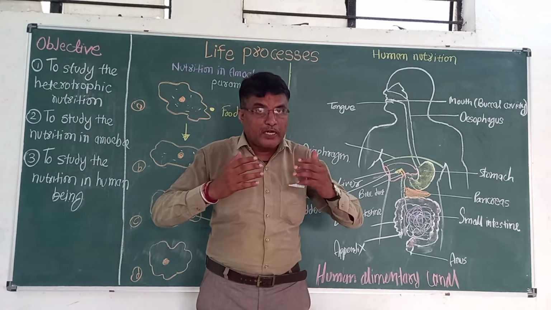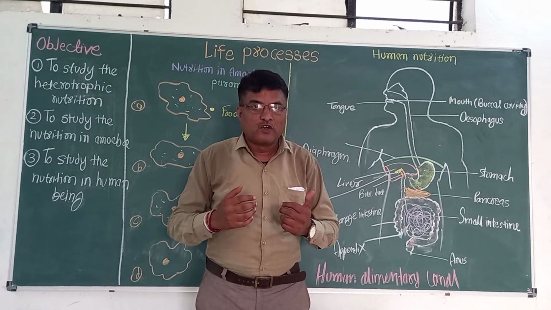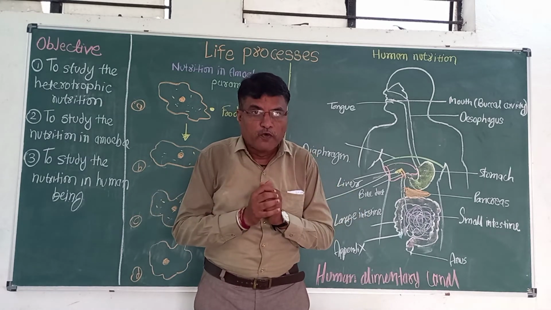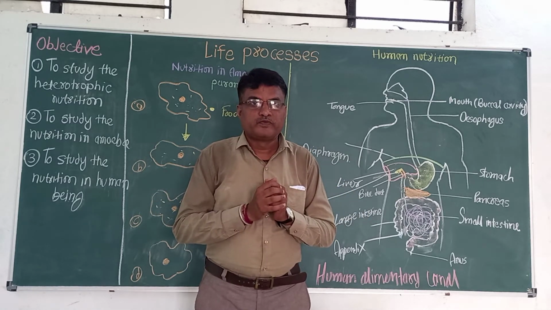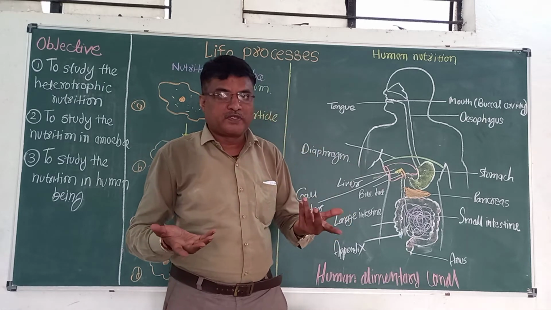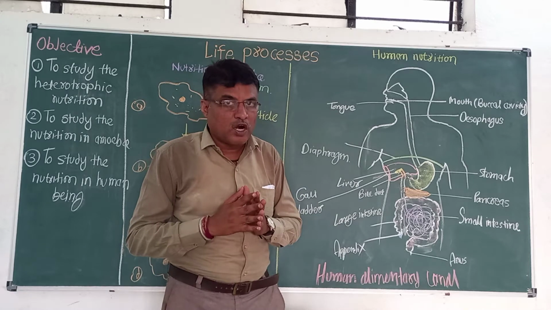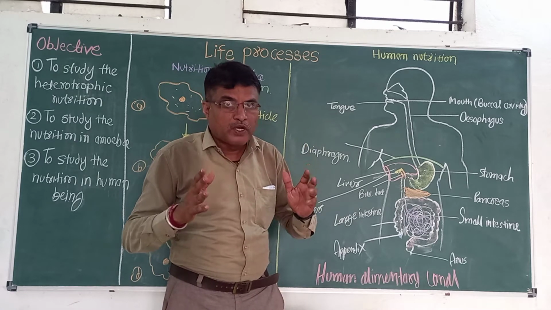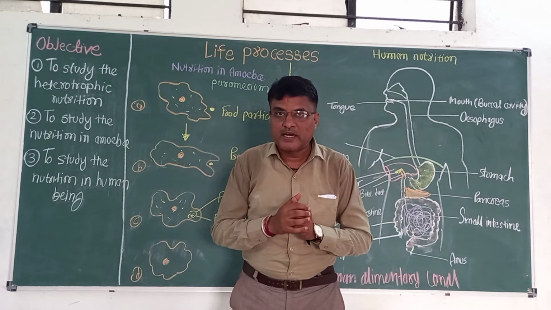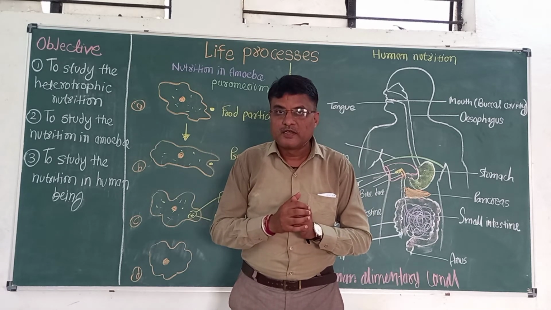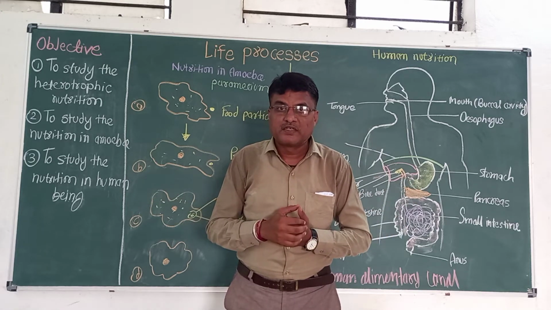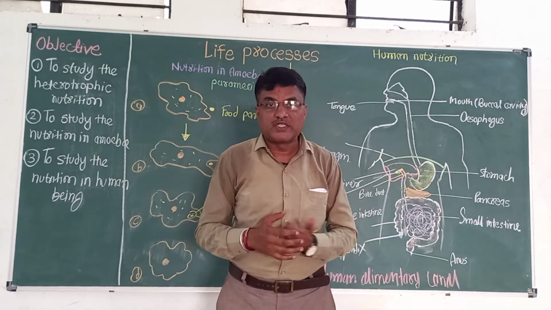When the animals depend on others for food and do not produce their own food, just like plants, they are called heterotrophs, and this nutrition is called heterotrophic nutrition. The examples of heterotrophic nutrition are parasitic nutrition and saprophytic nutrition, and also holozoic nutrition.